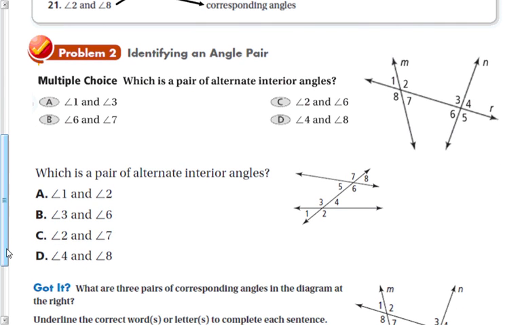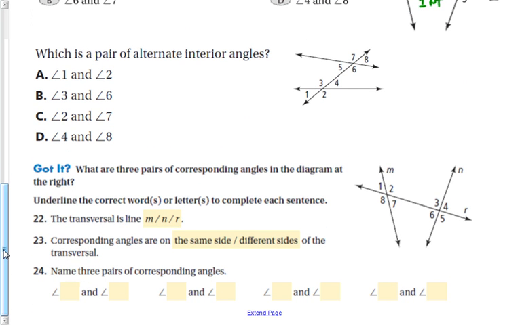All right, identifying an angle pair, which is a pair of alternate interior angles? So we kind of have to figure out what the interior is. And the interior is this space in here, because the transversal cuts these lines M and N. R is the transversal. So this is the interior space. So for alternate interior angles, on opposite sides of the transversal, that would be like these two, 7 and 3, is that on our list? Or 6 and 2, that one works. Which is a pair of alternate interior angles? That's the question we just asked. So I'll let you try and figure that out. A little different picture. And then go ahead and do 22 through 24, see if you understand.